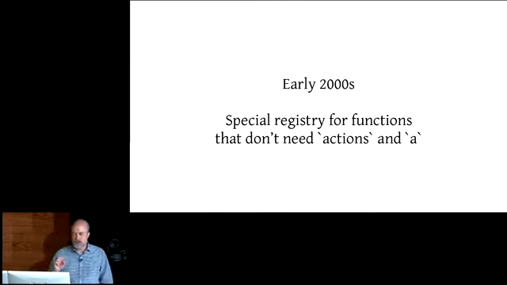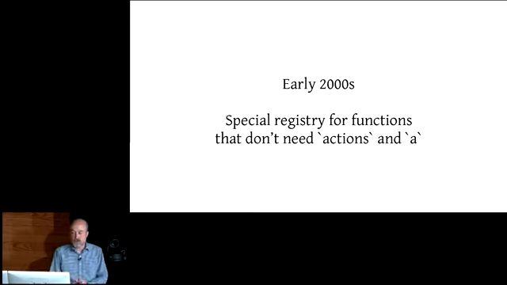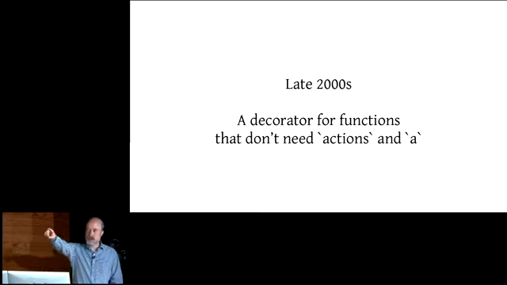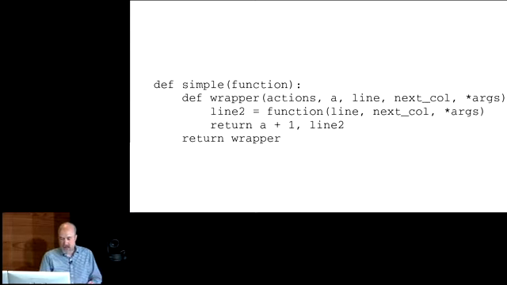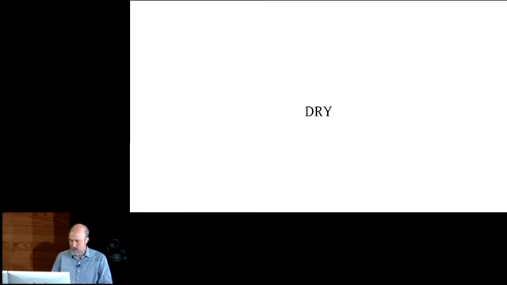Oh, but then the early 2000s called. I could have a special registry, because functions are objects and can be enrolled in data structures. I could have a registry for functions that don't need actions in A, so I know to call them differently. The late 2000s called. I could have a decorator for functions that don't need actions in A that takes those two parameters but doesn't pass them to the function being wrapped. All I would then need to do is put that decorator in front of each of my simpler routines, and I wouldn't have those extra parameters.